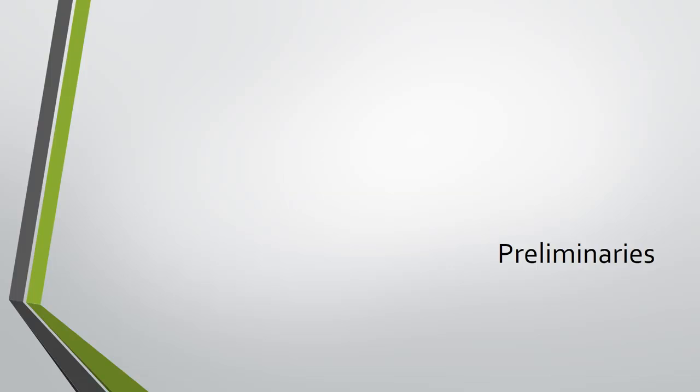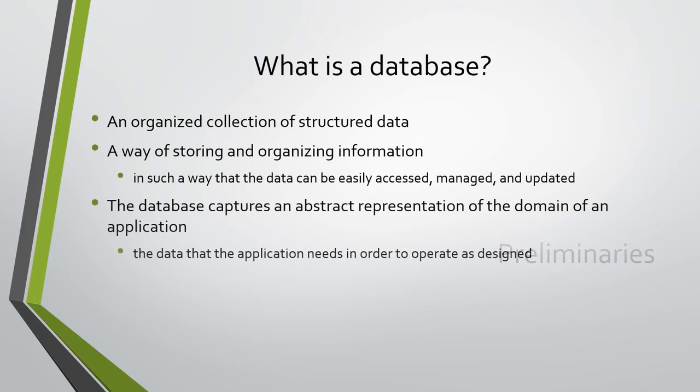Preliminaries. What is a database? A database is an organized collection of structured data. Simply speaking, a database is just a way of storing and organizing information. Ideally, it is organized in such a way that the data can be easily accessed, managed, and updated.